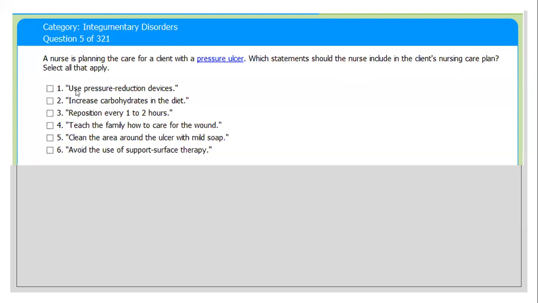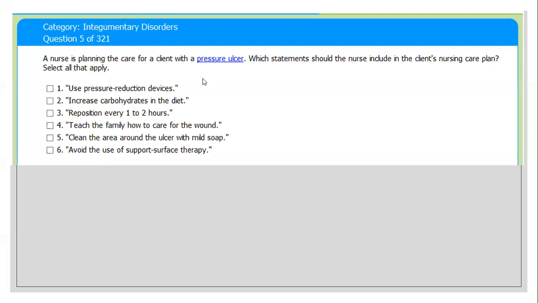Number 1, use pressure reducing device. It is okay. It is a good choice. Increase the carbohydrate in the diet. Oh, this is not a logical point. Increase carbohydrate for the pressure ulcer? Increase protein is good. Protein can help in healing the pressure ulcer, not carbohydrate.